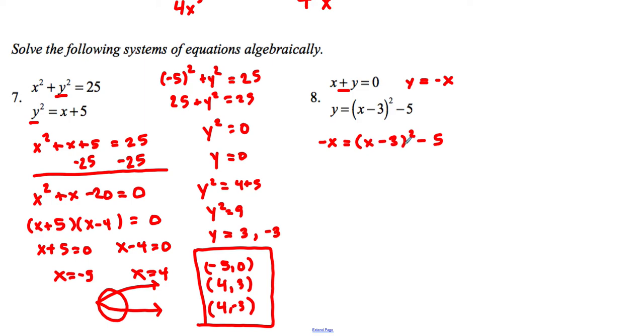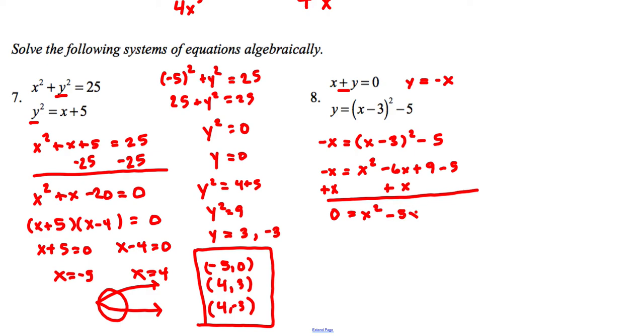Now I'm going to just solve this for x. I'm going to FOIL this side out. So I have x squared minus 6x plus 9 minus 5 equals -x. I'm going to combine my like terms and add my x to each side here all in one step to save some time. So we have 0 equals x squared minus 5x plus 4. That should factor into x minus 4 and x minus 1.